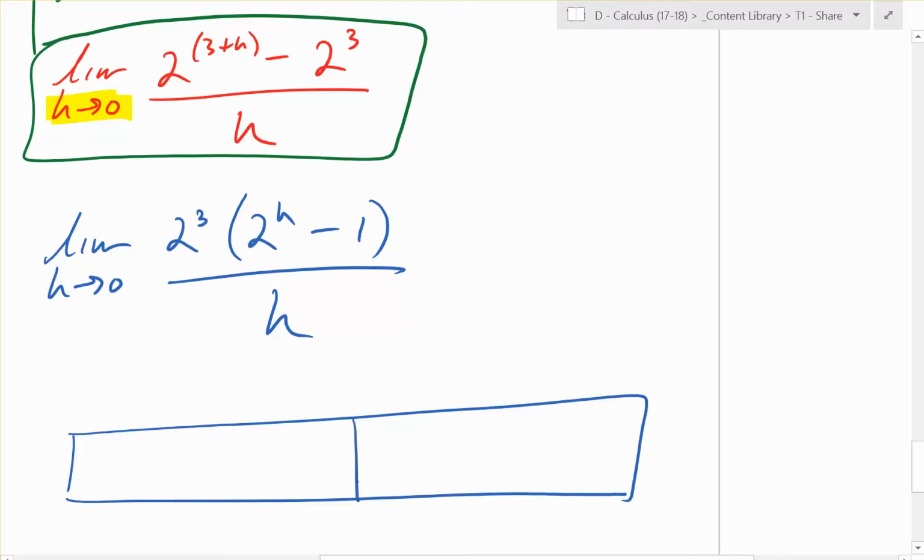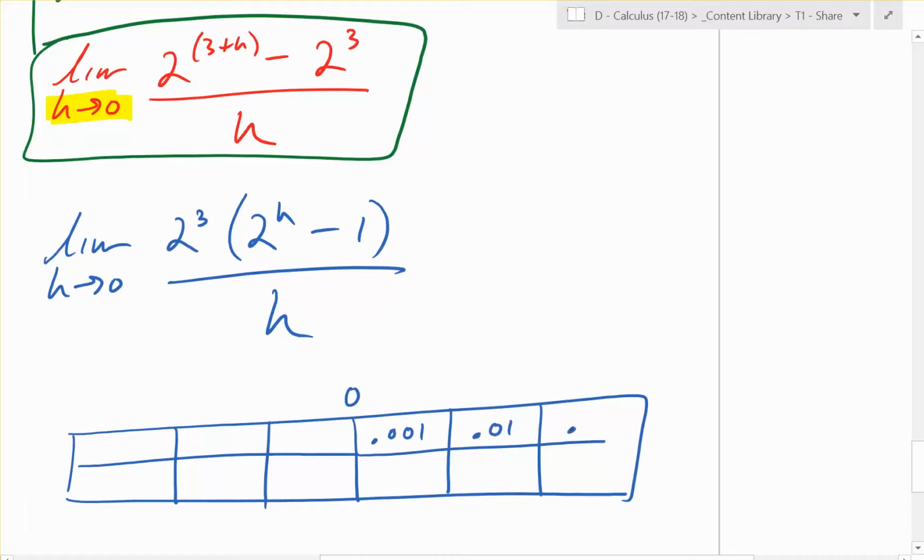And we want to get really close to 0. So let's go 3 on each side. So how about 0.001, 0.01, and 0.1, and then going the other direction, negative 0.1. So we've gone in both directions. So these are the x values, in this case the h values, because h is going to 0.